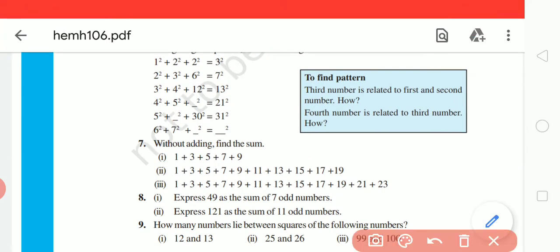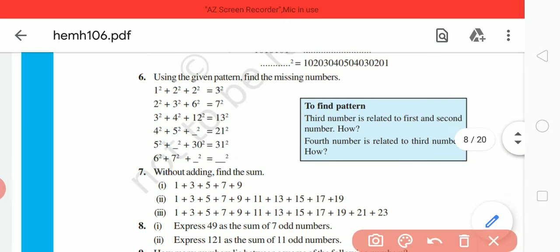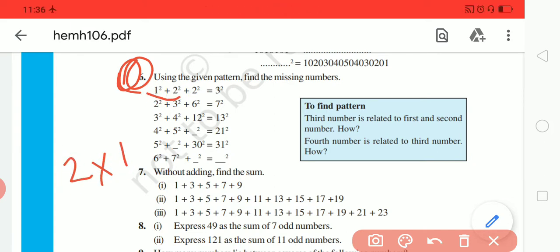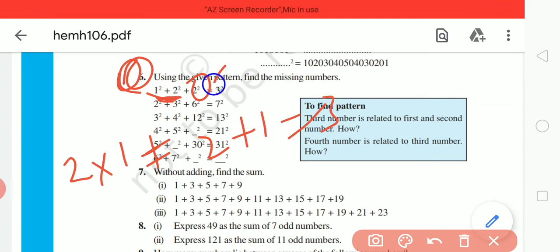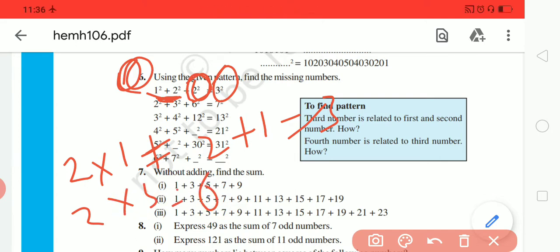Now question number 6, you see the square pattern we have given. For the square I am telling you here, see 2 1s are 2 and this is equal to 2. This 2 is the product of these two numbers, and then plus 1 equals 3. This one is the successor of the last one, right? So follow like this. 2 3s are 6 we got, here is 6, and 6 plus 1 equals 7, here is 7. So you got the relation.